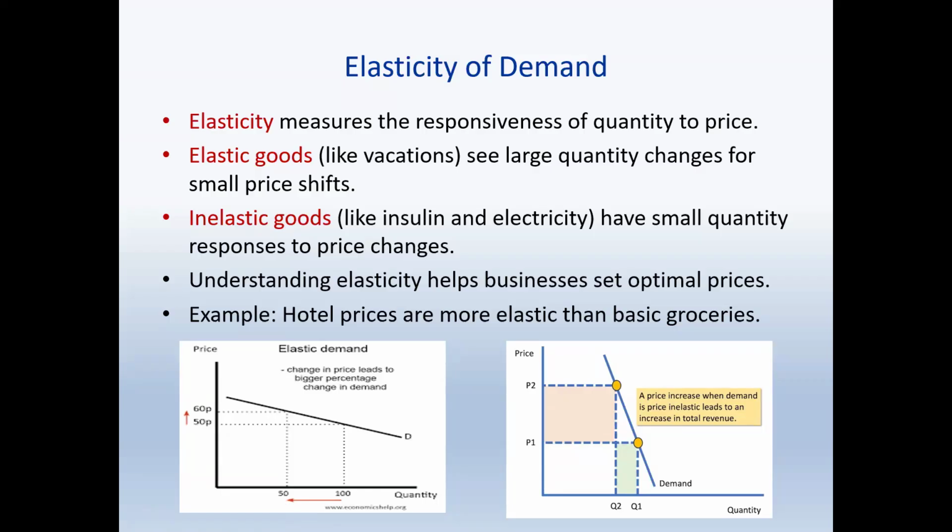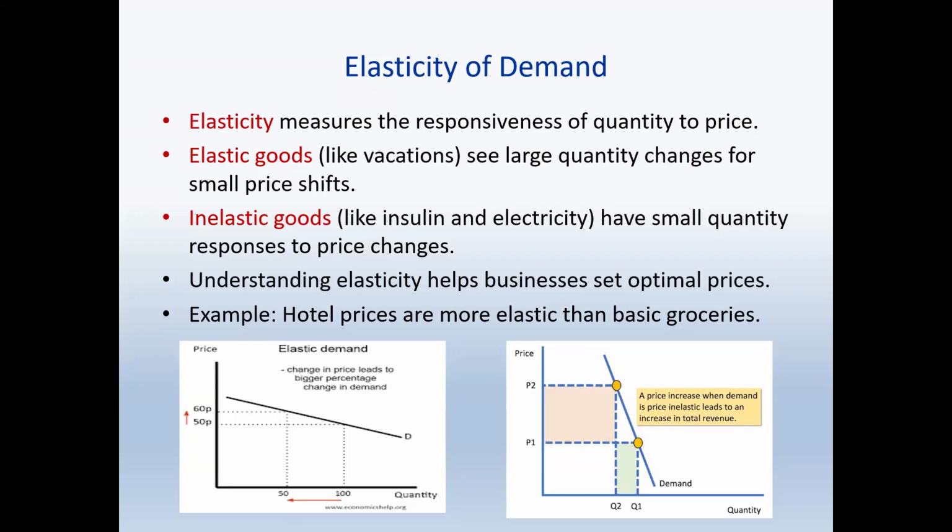By contrast, inelastic goods are goods that we really need and typically do not have close substitutes. Here, we might see a large change in price causing a small change in quantity. So at the bottom right, we have a graph of an inelastic good, and here we see price go up from P1 to P2, but this caused just a small change in quantity from Q1 to Q2.